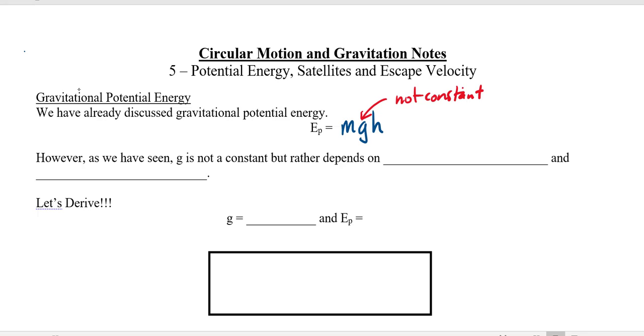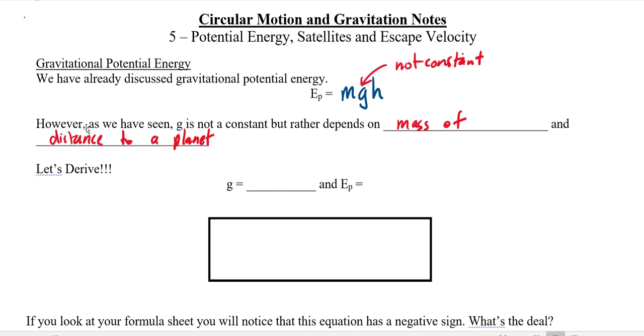If you think about it, if you want to do work to lift a satellite into space, it's actually going to get easier and easier to lift it the further you go. And so g is not a constant. g depends on the mass of and distance to a planet. And I say planet, but really I mean any body that's capable of generating a gravitational field. So planet, moon, star, whatever you like.